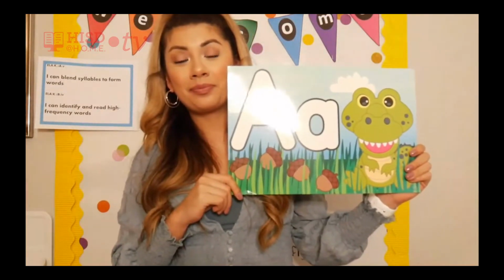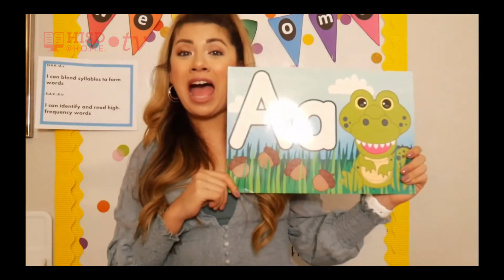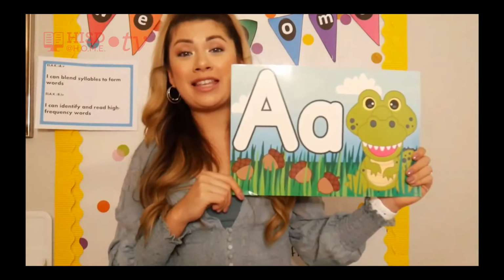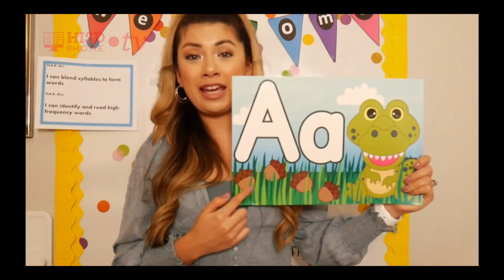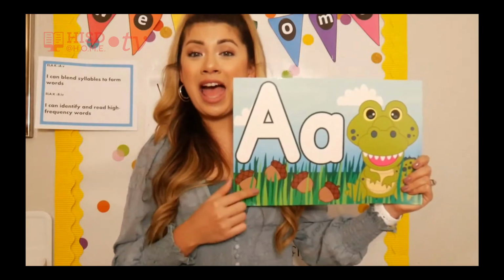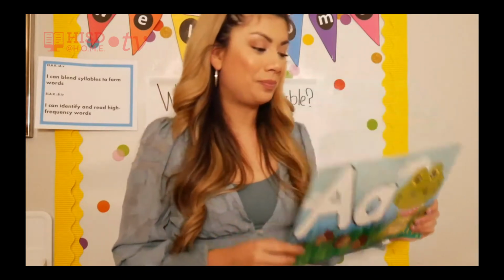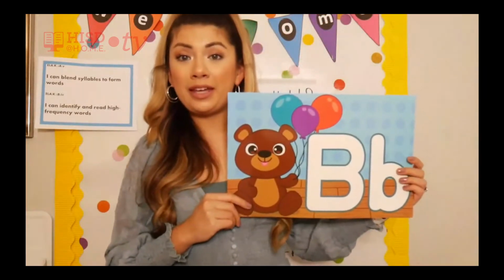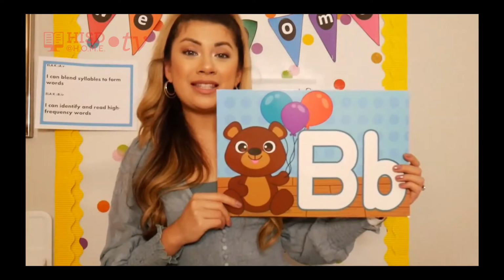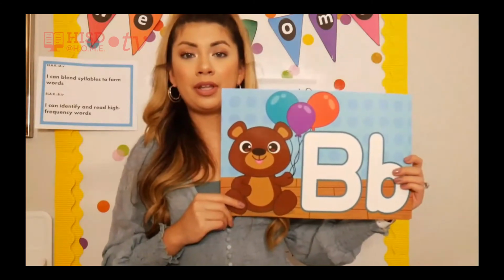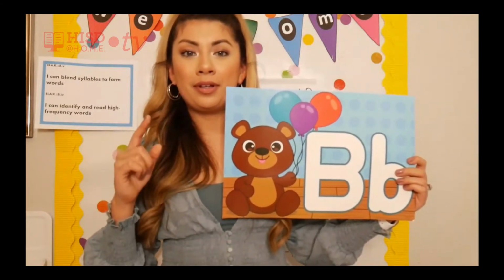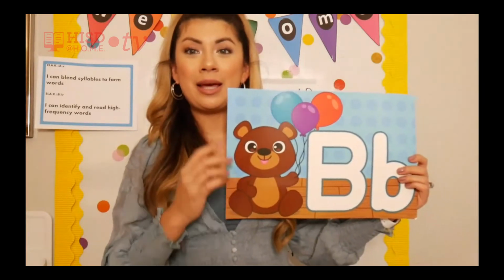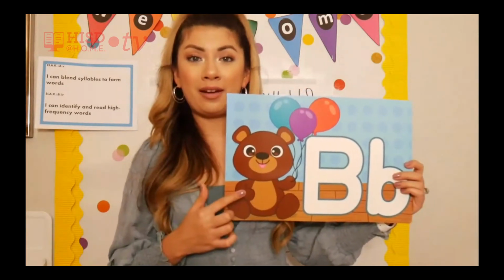A makes the A sound. A like alligator, A like acorn. B makes a b sound. It's quick. B like balloons. Say it with me. It's a quick sound. Balloons and bear.